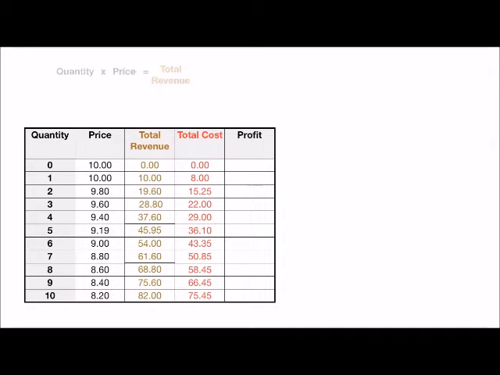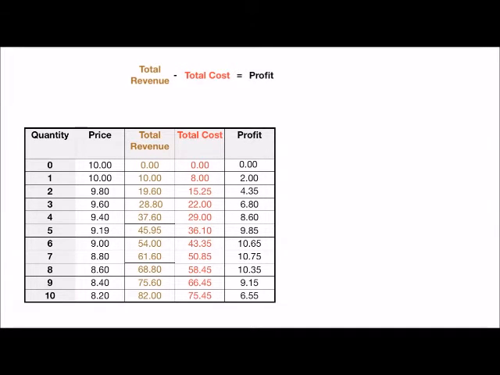Profit turns out to be total revenue minus total cost. If total revenue is 0 and total cost is 0, I have 0 profit. Don't make anything, don't sell it, don't make any money. Total revenue is 10, total cost is 8, profit is 2. Total revenue is 19.60, total cost 15.25, total profit 4.35. Now let's fill in the rest of the values. I think you got that.